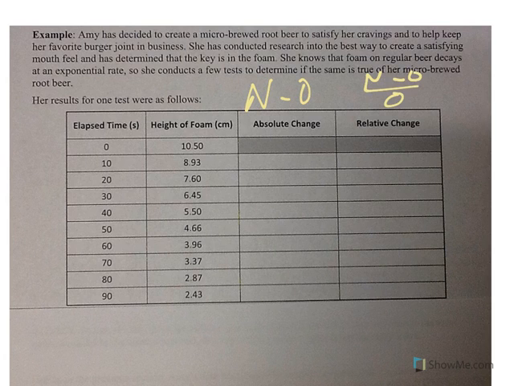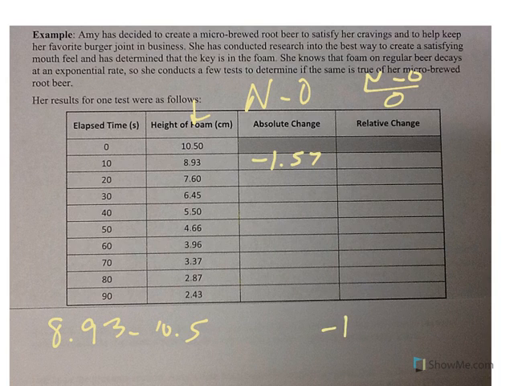So when we are talking about the foam, we want to know this on the foam, not necessarily the elapsed time. So absolute change for the first one, 8.93 minus 10.5. I get, what? Hold on. Sorry, I had to erase my answer. I wanted to make sure it was right. So when I take 8.93 minus 10.5, I get negative 1.57.